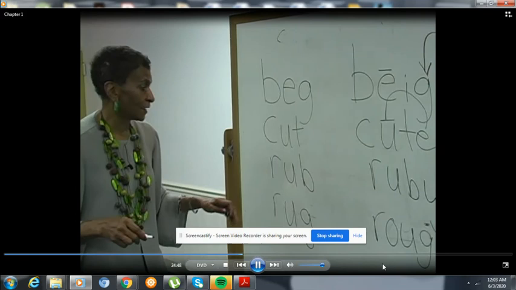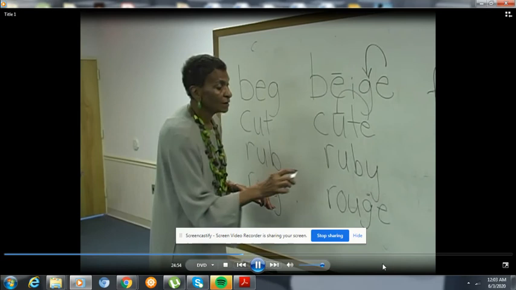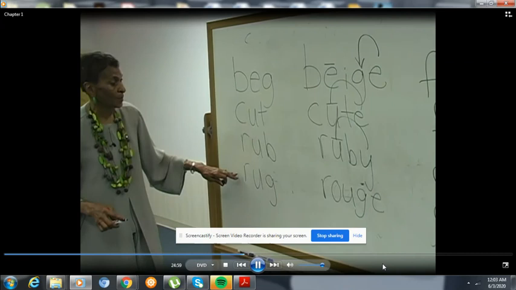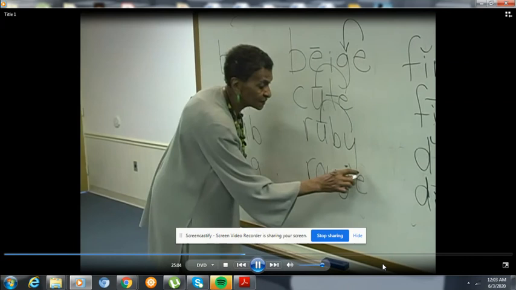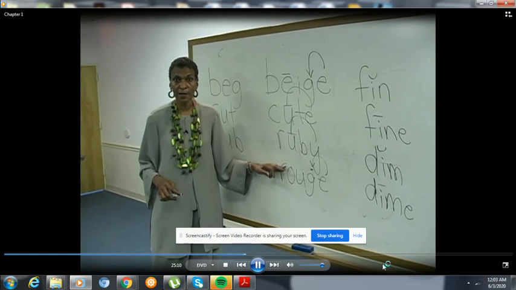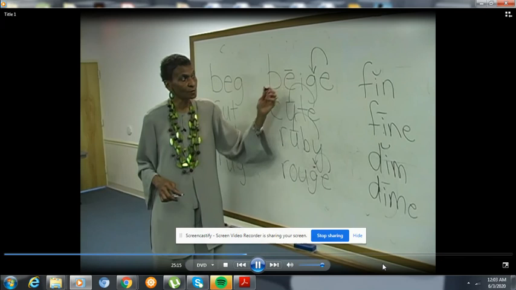Rob and Ruby. The vowel signal Y hits that vowel before it and makes it say its name. Rug and Rouge. The vowel signal E changes G to J. Actually, they're learning the rules, the spelling and phonetic rules, and they're also learning the word attack skills.